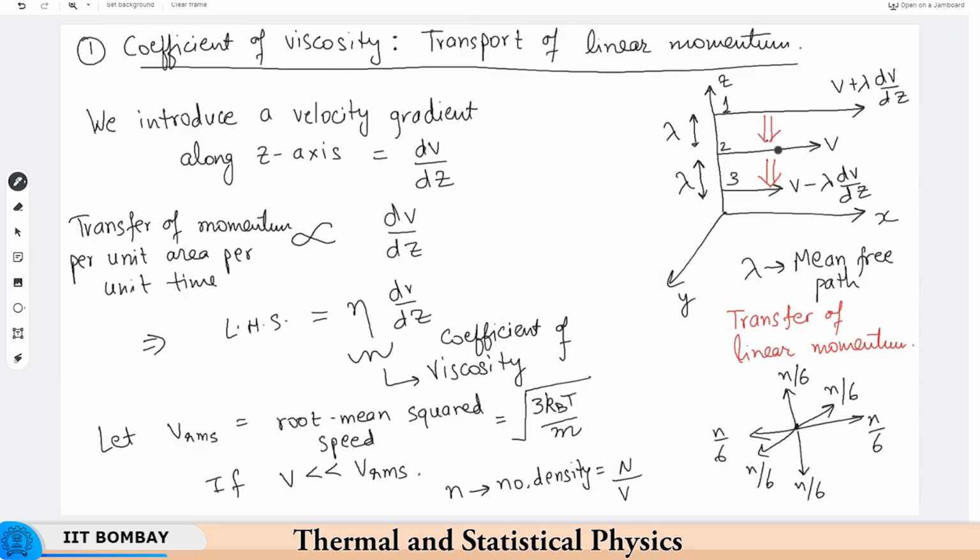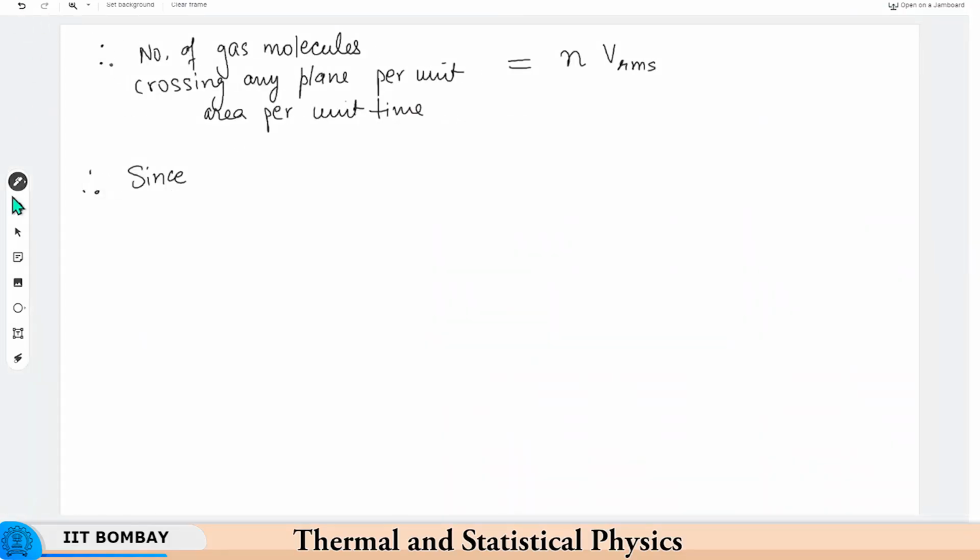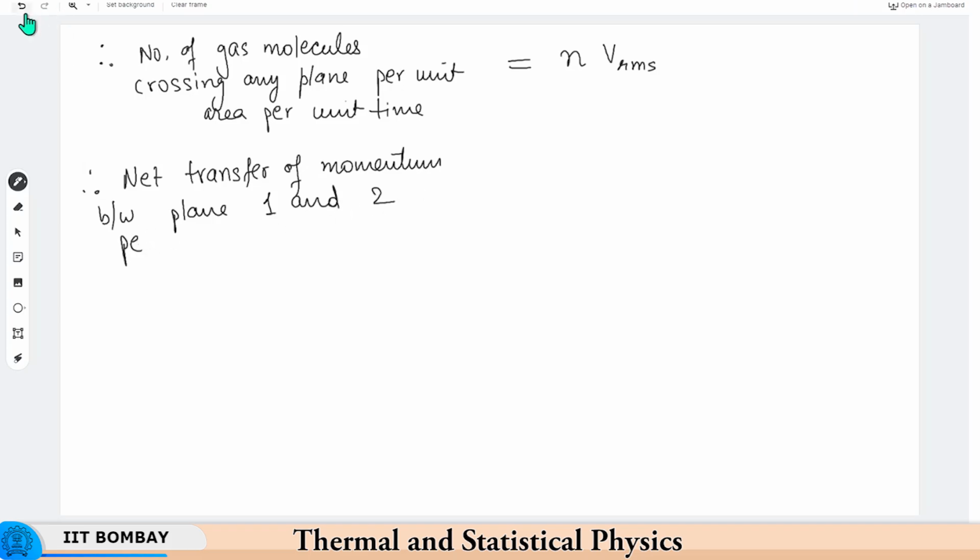So there will be net transfer of this momentum per unit area per unit time, and you can very easily see, okay, the net transfer of momentum between plane 1 and 2 per unit area. So let me just write per unit area per unit time, just a shorthand thing.